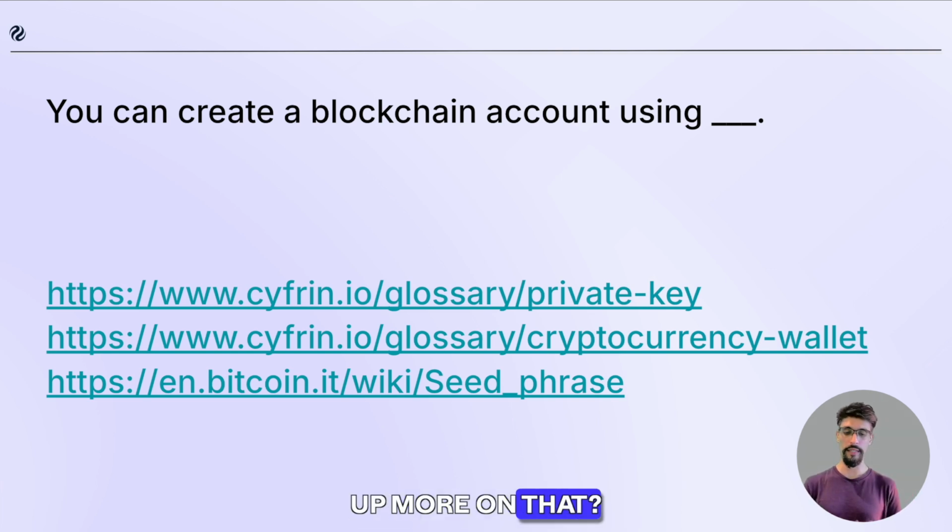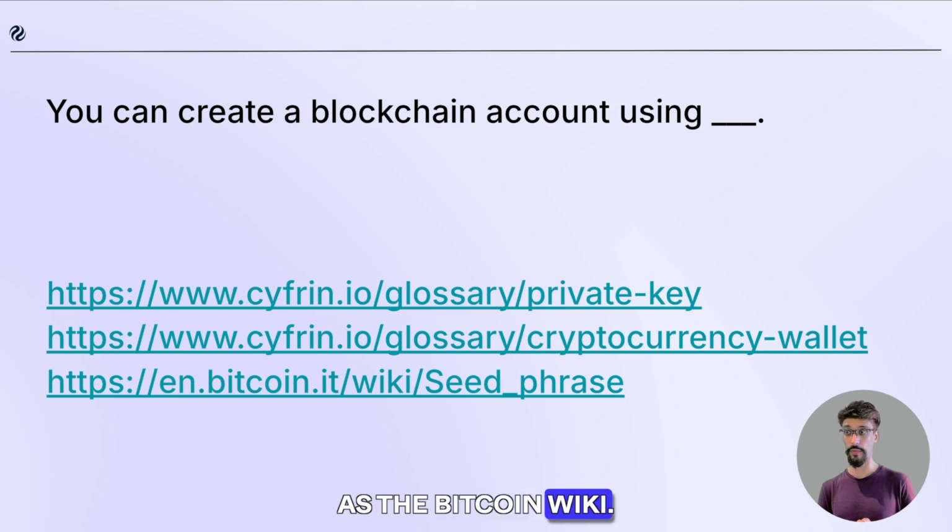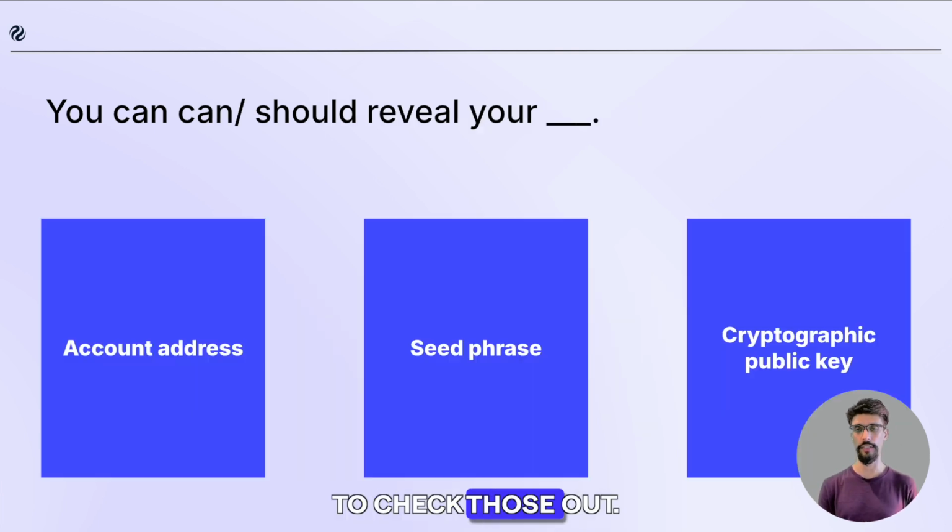Want to read up more on that? Here are some resources from the Cipherin glossary as well as the Bitcoin wiki. I'd encourage you to check those out.